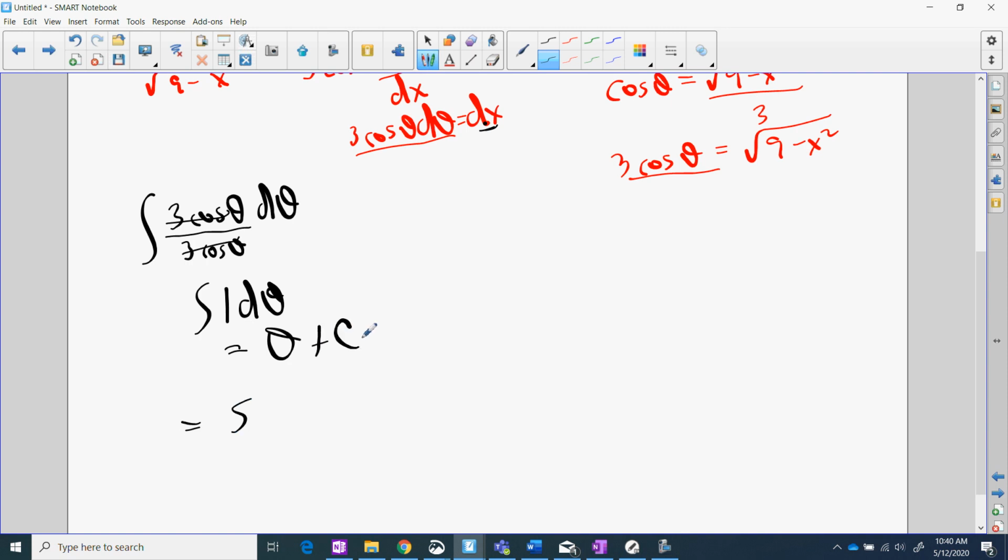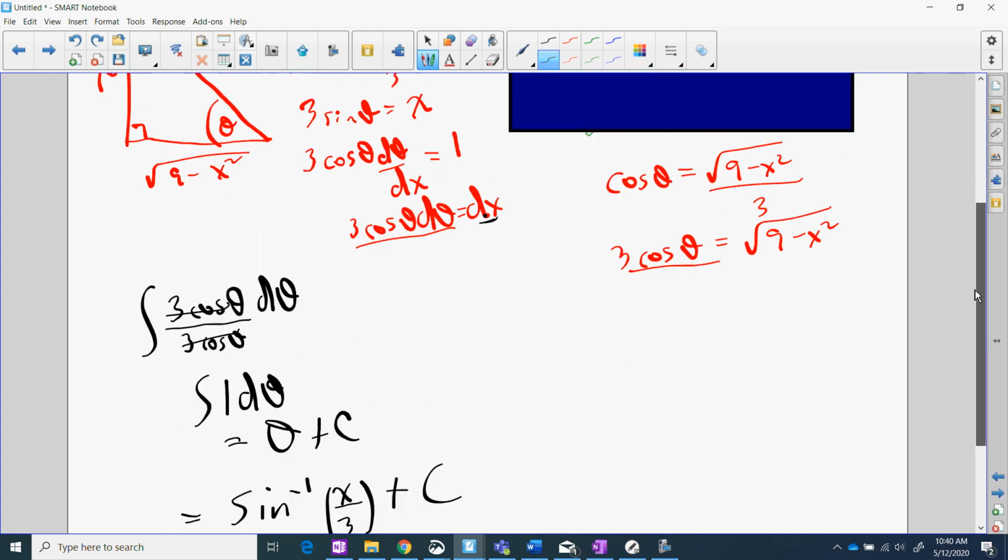Oh, don't forget our plus c. These are indefinite. So it's going to be the inverse sine of theta. Sorry, not theta. Theta is equal to the inverse sine of x over 3 plus c. You say, what? What do you mean? Why is it inverse sine?